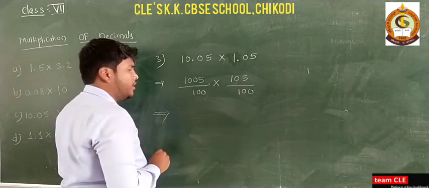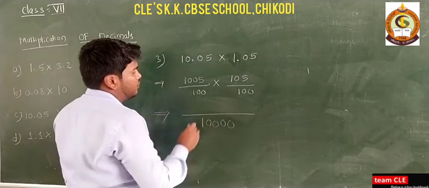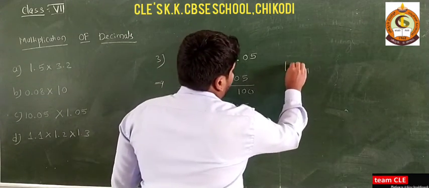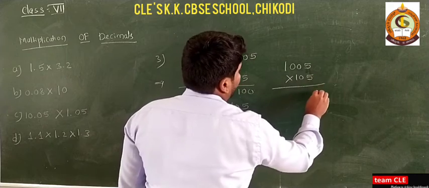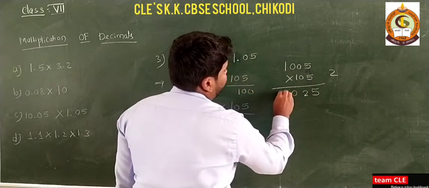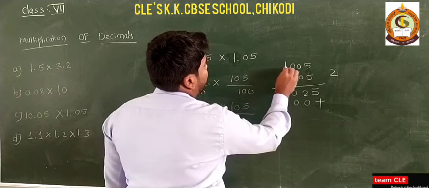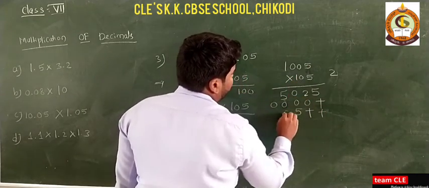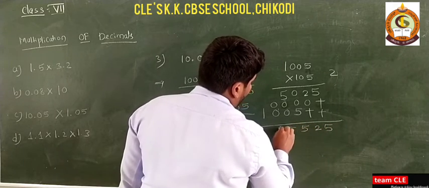So again you can multiply numerator to numerator and denominator to denominator. If I multiply denominator to denominator, 100 into 100 is 10,000. The only procedure remaining is 1005 you should multiply with 105. So we have 5 5s are 25. Similarly 5 zeros are 0, 5 ones are 5, plus 0 into anything is 0, 0 ones are 0. Similarly plus 1 5s are 5, 1 zeros are 0, 1 ones are 1. So this will be 1 0 5 5 2 5.